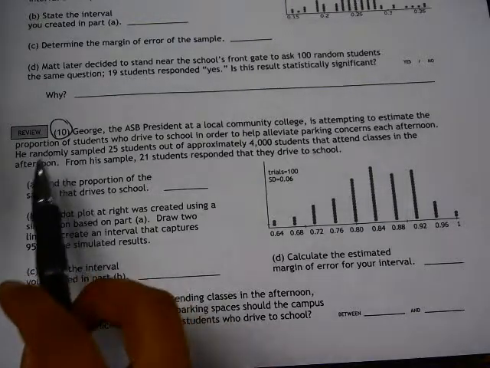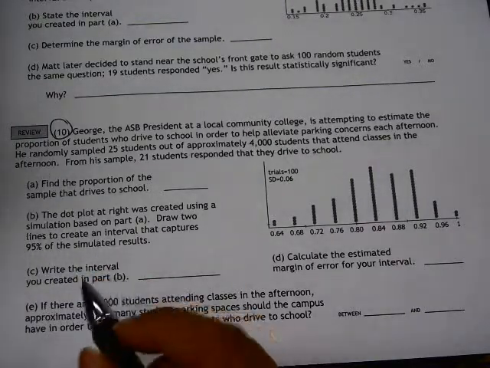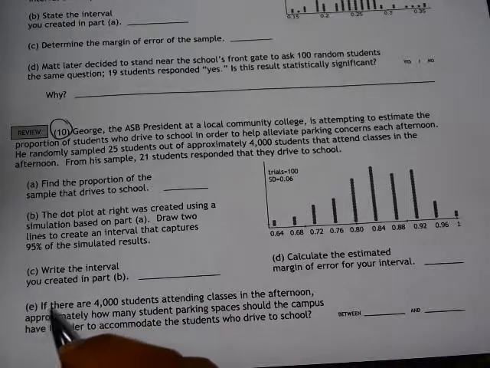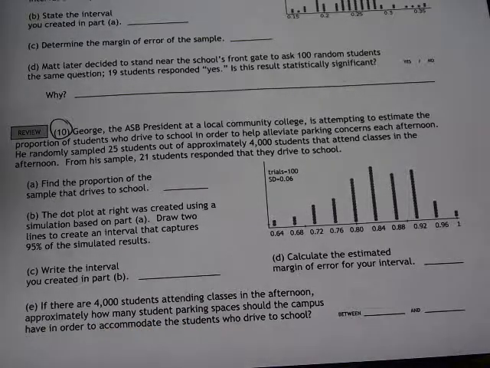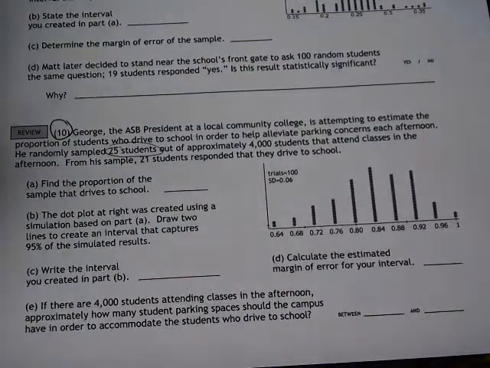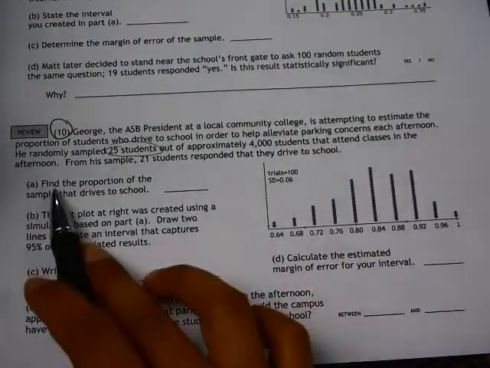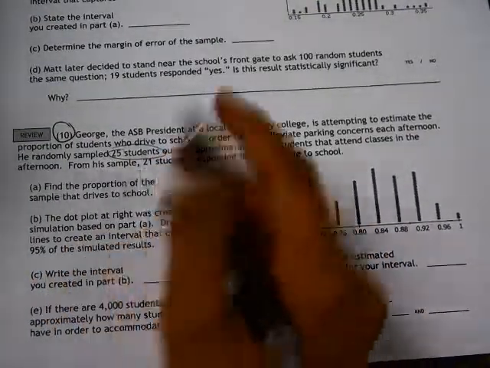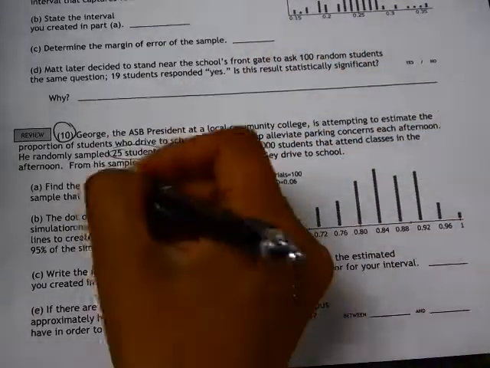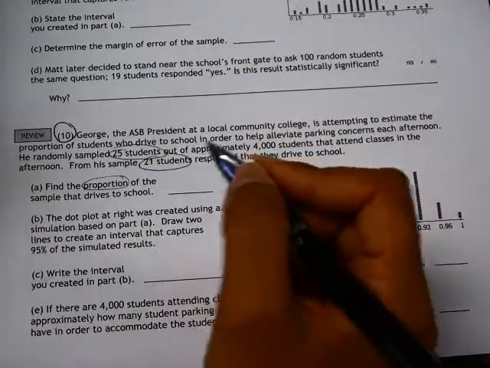Okay, let's look at number 10. George, the ASB president at a local community college, is attempting to estimate the proportion of students who drive to school in order to help alleviate parking concerns each afternoon. He randomly sampled 25 students out of approximately 4,000 students that attend classes in the afternoon. From his sample, 21 students responded that they drive to school. Find the proportion of the sample that drives to school.